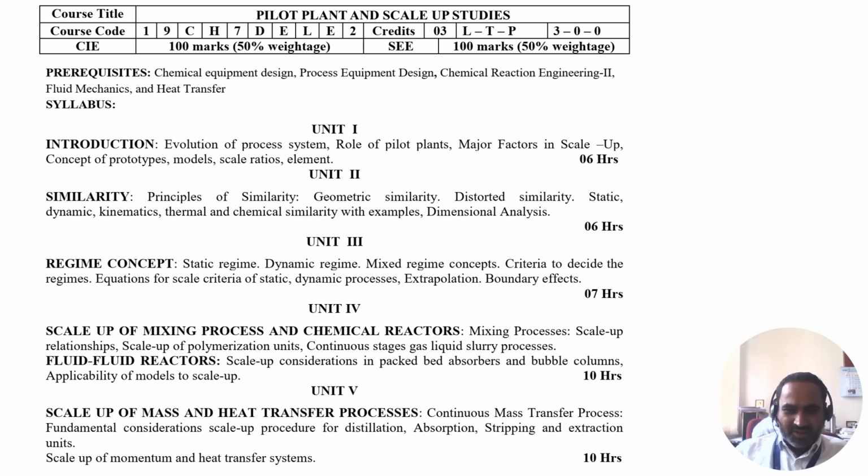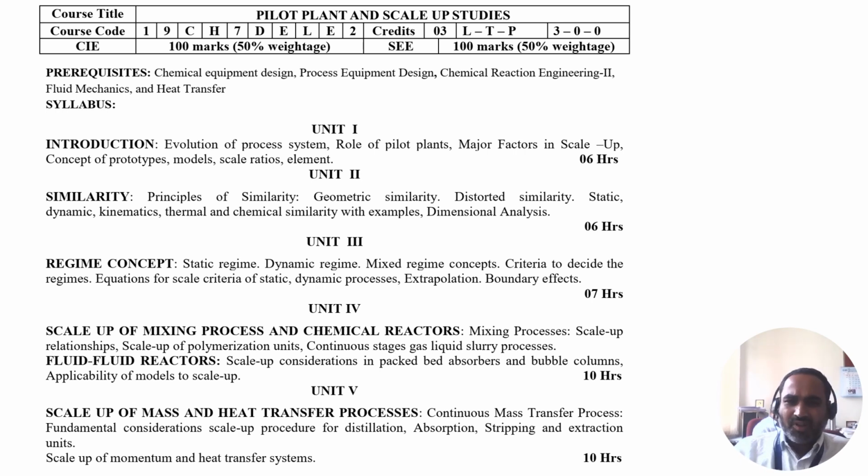Units 4 and 5 also cover the mixing of systems as well as packed bed absorption columns, stripping columns, and extraction columns. For all these chemical engineering equipment we are going to develop the model equations. Based on that, we estimate or predict the performance of the system in the prototype studies.